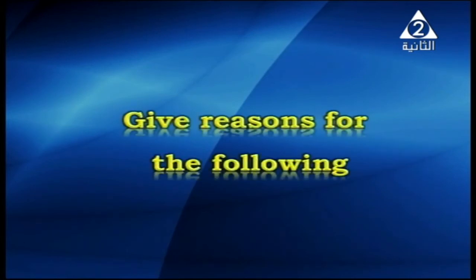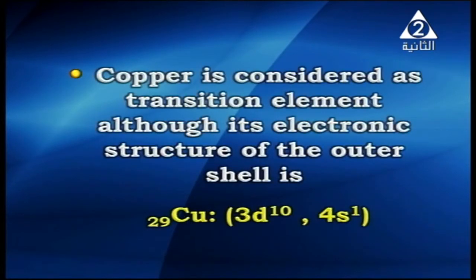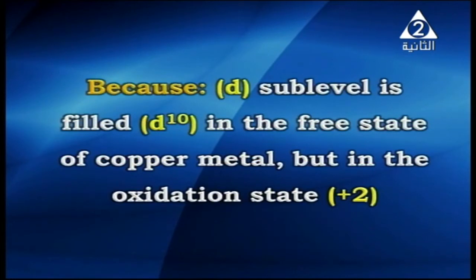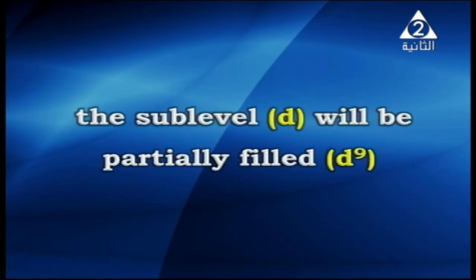Next type of question, my dear student. Give reasons for the following. Copper is considered a transition element, although its electronic structure of the outer shell is 3d10 4s1. The reason for that is because the d sublevel is filled in the free state of copper metal, but in the oxidation state positive 2, the d sublevel will be partially filled, it will be d9.